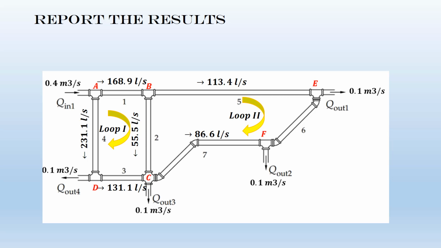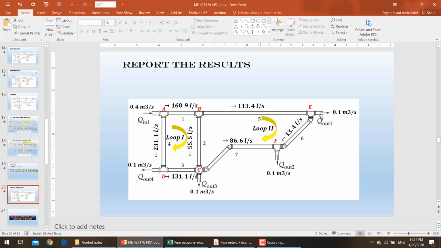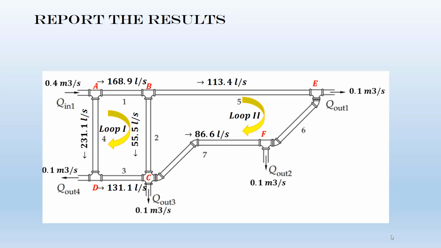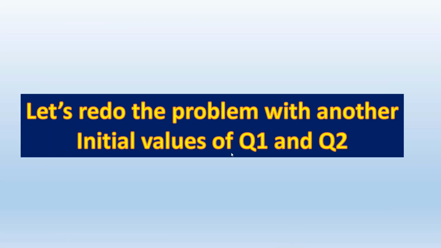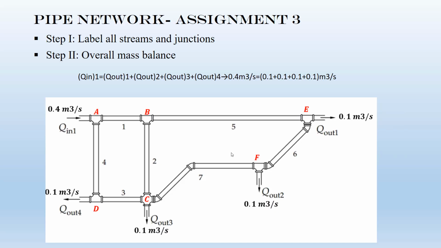Please pause this video and spend 20 minutes. Try to find the values for all pipes, both values and direction for the flows in all pipes, based on your initial values of Q1 and Q2. Okay, so to compare the results with my result, I just repeat this process with different initial values of Q1 and Q2.